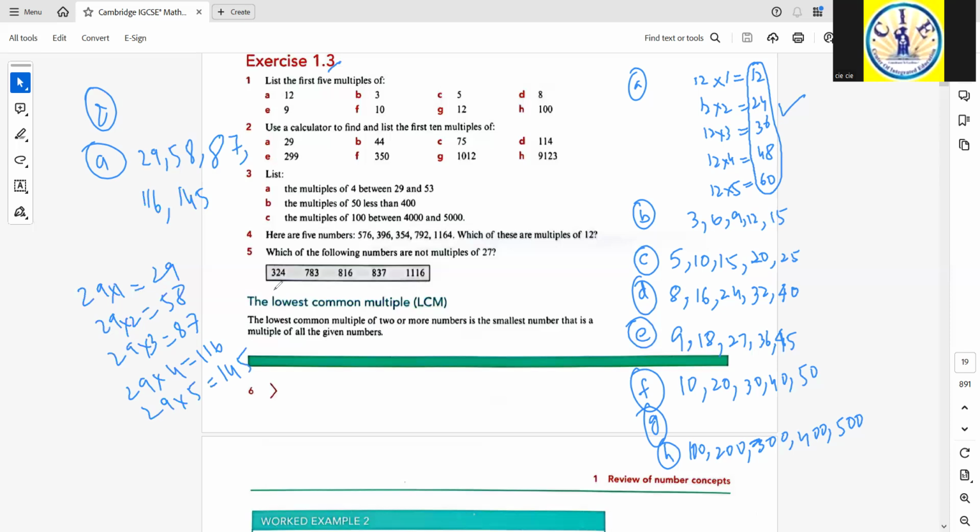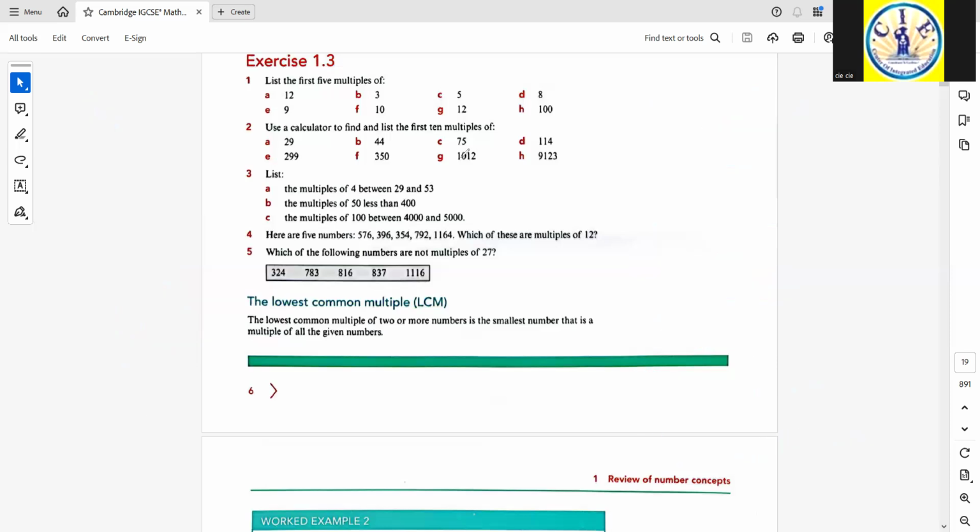Okay, then for question number 3, list the multiples of 4 which are between 29 and 53. So multiples of 4. Then 4 sevens are 28, 4 eights are 32, 36, 40, 44, 48, and 52. These are the multiples of 4 between 29 and 53.